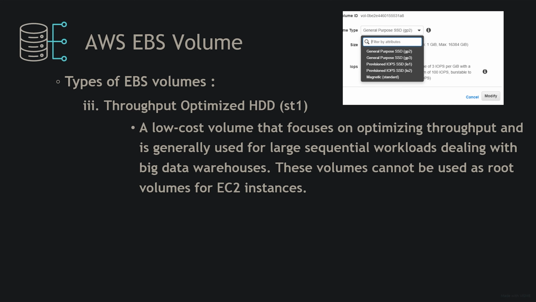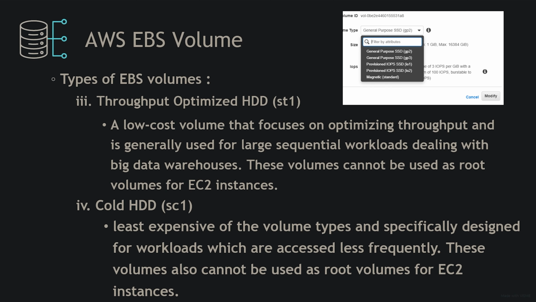And then the third one is throughput optimized HDD. This is a kind of storage service that is not suitable to run your OS, but it's more like a volume that provides optimized throughput, and is generally used for large sequential workloads dealing with big data warehouses, where you keep your data just to be safe with your EC2 instances. So these are the situations where you use this throughput optimized HDD, or ST1. And this is not a root device, you cannot use it as your primary storage device.